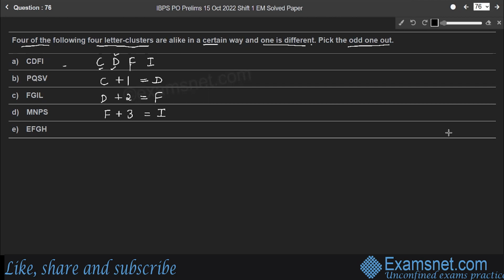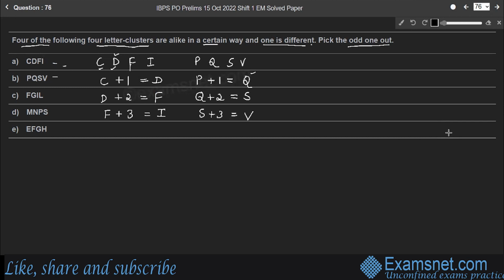Right? And consider the second cluster, P, Q, S, V. Here the first letter P plus 1 gives Q. That means consecutive letters. If 1 is added to P, its consecutive letter is obtained, right? If 2 is added to Q, you will get S. And S plus 3: after that, T, U and V. So S plus 3 is V. Right? Therefore, the second 4-letter cluster also follows the same rule, right?